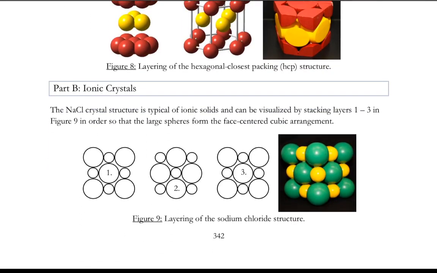Okay, part B, we're working with ionic crystals. The sodium chloride crystal structure is typical of ionic solids and can be visualized by stacking layers 1, 2, and 3, shown in figure 9, in order so that the large spheres form the face-centered cubic arrangement. So the large spheres are the chloride ions, and that's FCC.